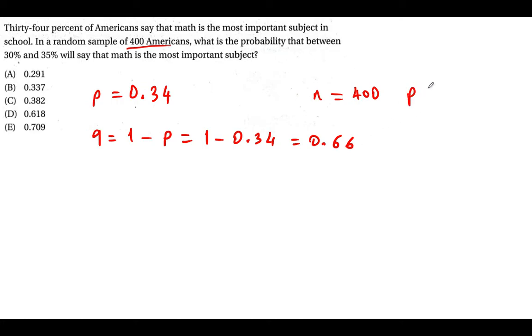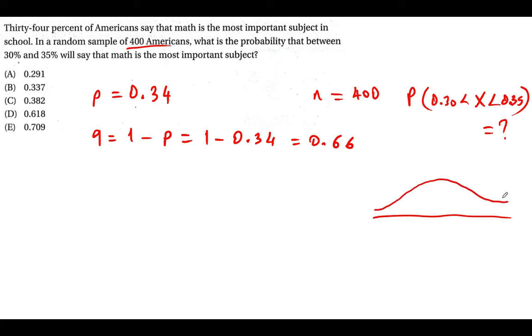35%, so we are being asked the probability of 0.30 less than x, our probability distribution variable, less than 0.35. So this is the question. So what should I do? Now, it's clear that our p-value is 0.34, and the question is asking what is the probability between these. So simply I should find this area. How can I find this area?